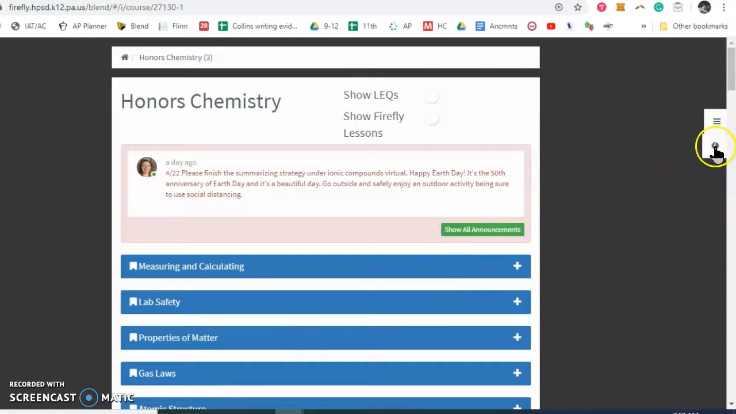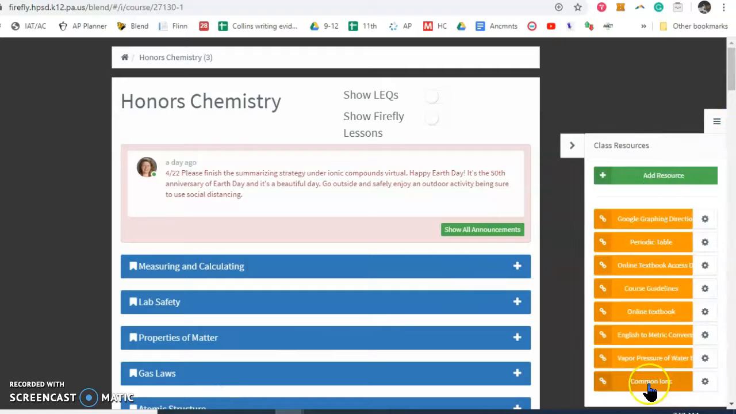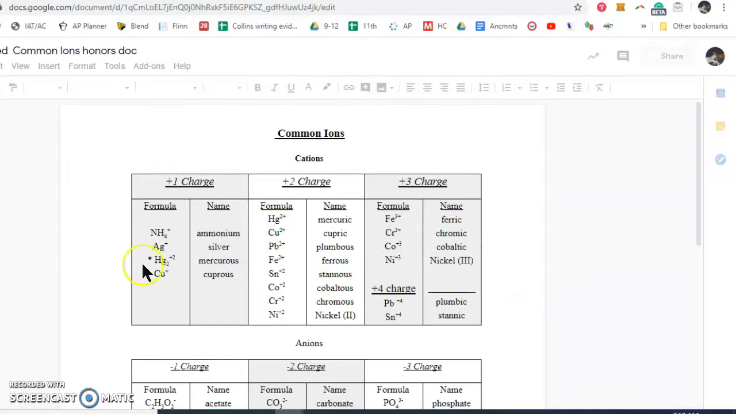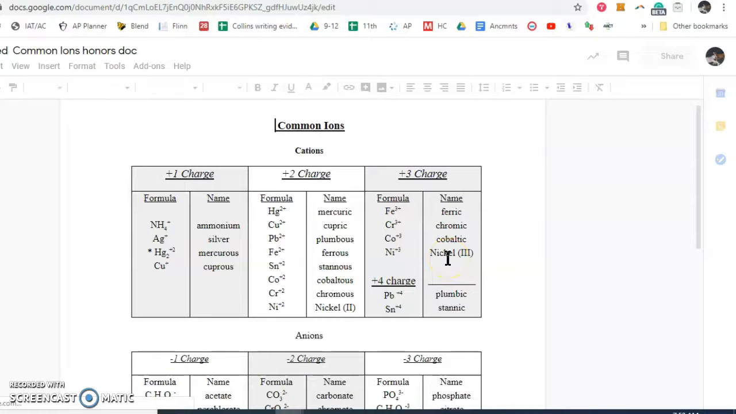and you go under the information, you'll see there's a file called common ions. So this is a document that you're going to probably want to use a lot. What it has here is a lot of charges. These are the ones that you're going to be responsible for being able to navigate through.